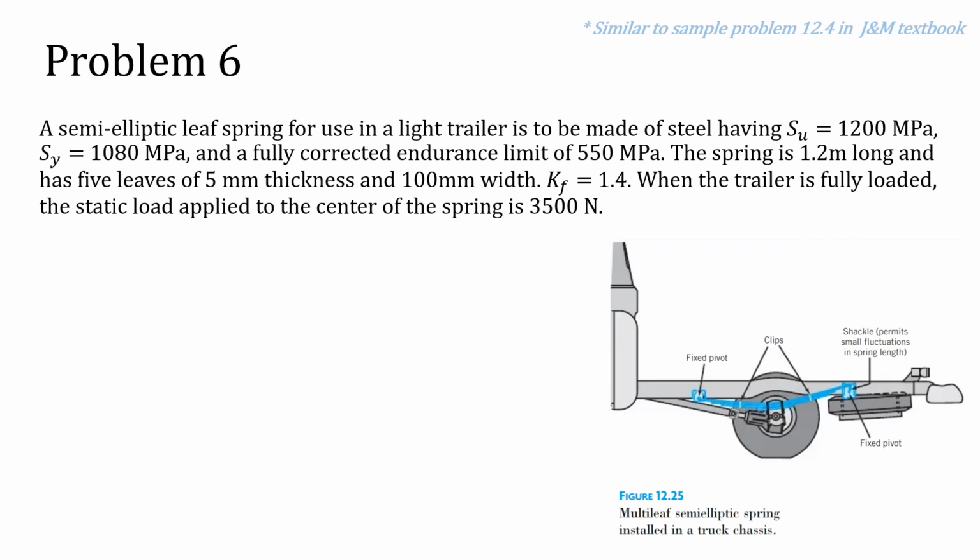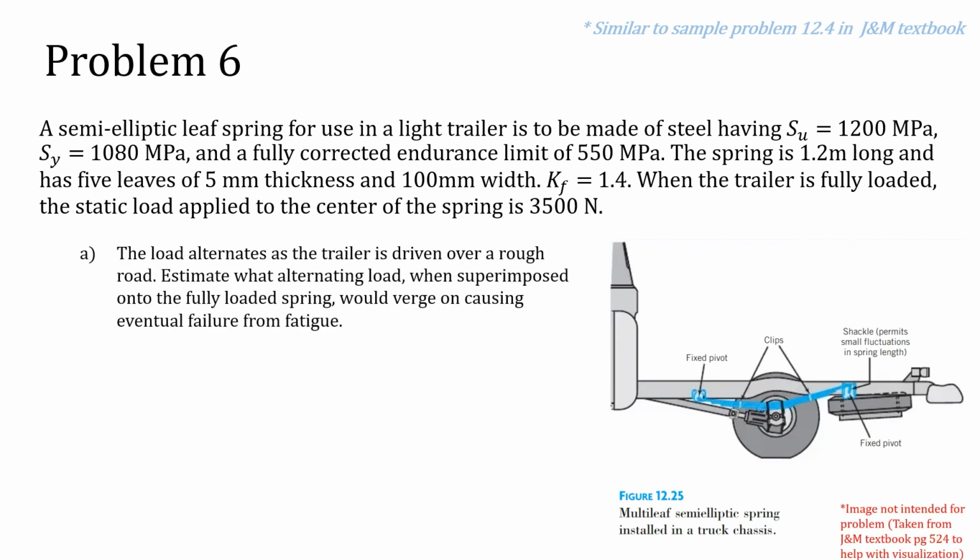The spring is 1.2 meters long and has 5 leaves of 5 millimeter thickness and 100 millimeter width. A KF value equals 1.4. When the trailer is fully loaded, the static load applied to the center of the spring is 3,500 newtons.